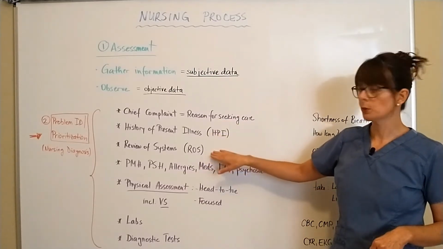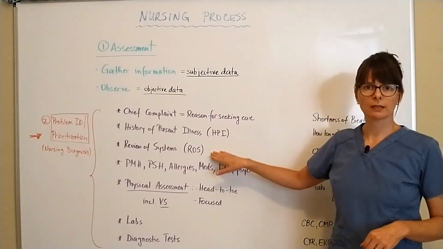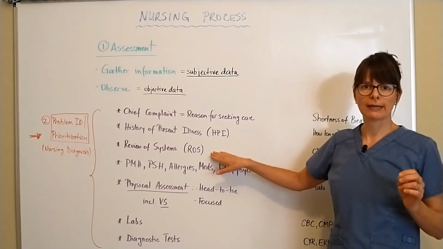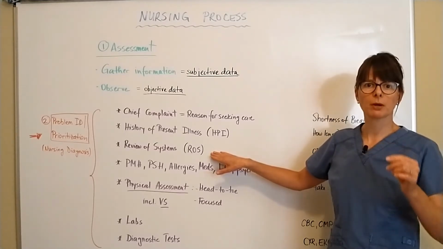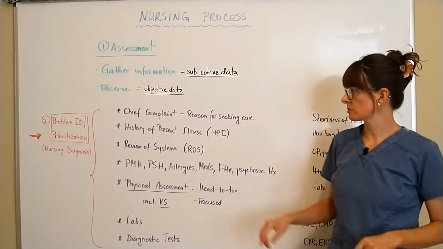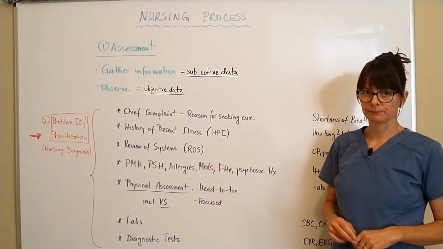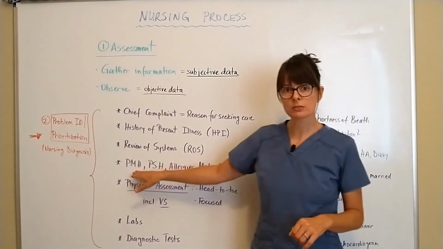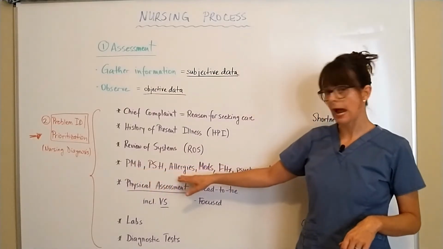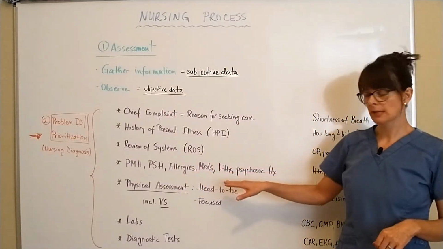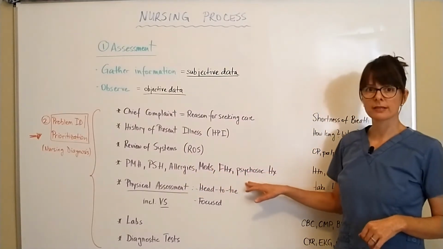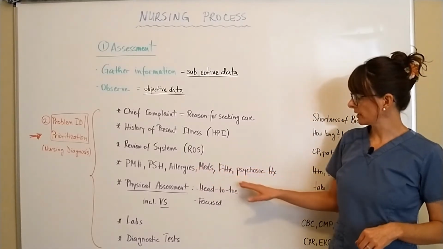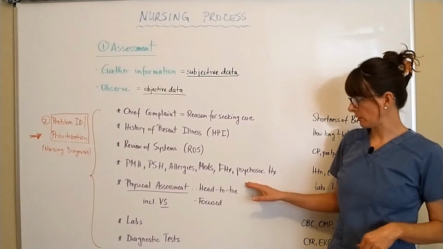Number 3 would be a review of systems, where we systematically approach all the different body systems to determine how might other symptoms for other body parts be related to the patient's reason for seeking care. And then we have to look into their past medical history, past surgical history, allergies, current medications, family history, as well as psychosocial history. Again, all this is objective data that we'll ask the patient about.